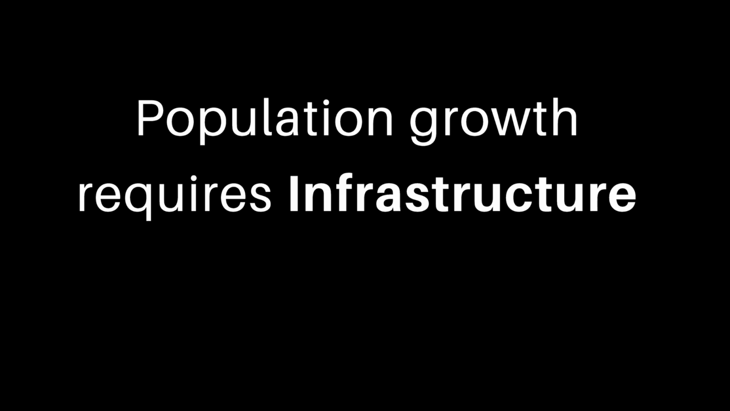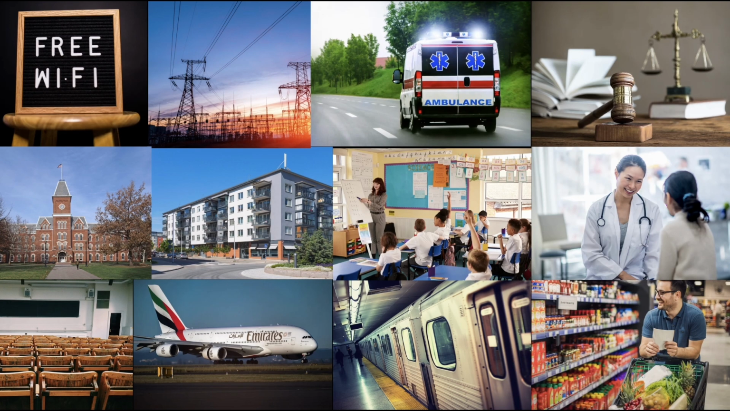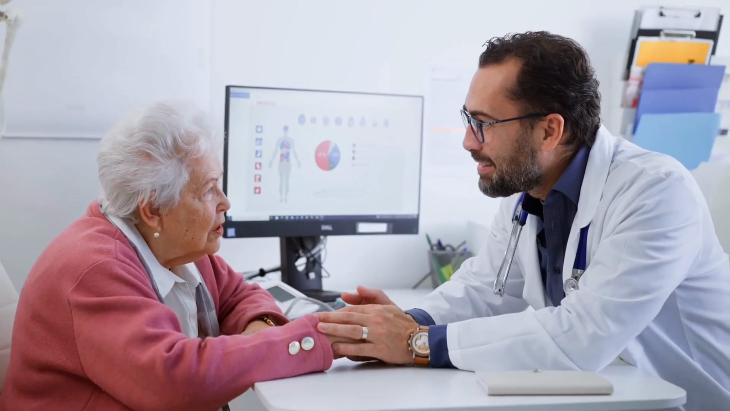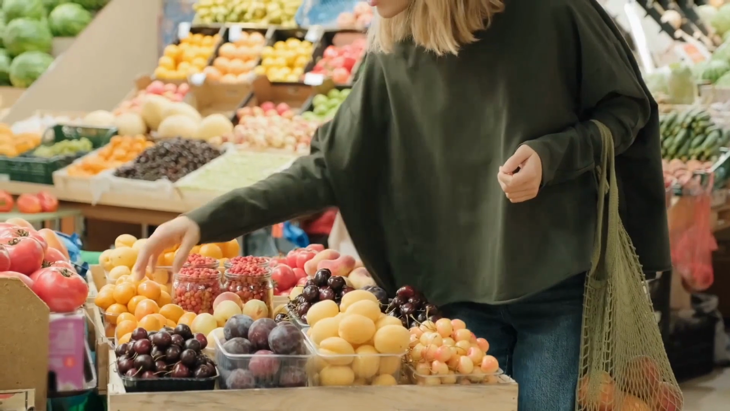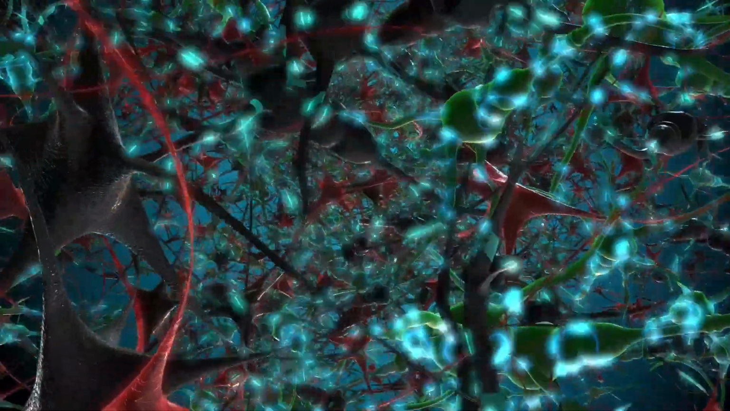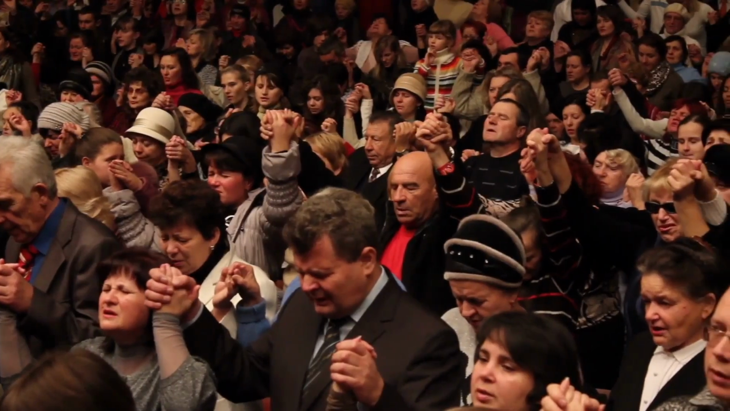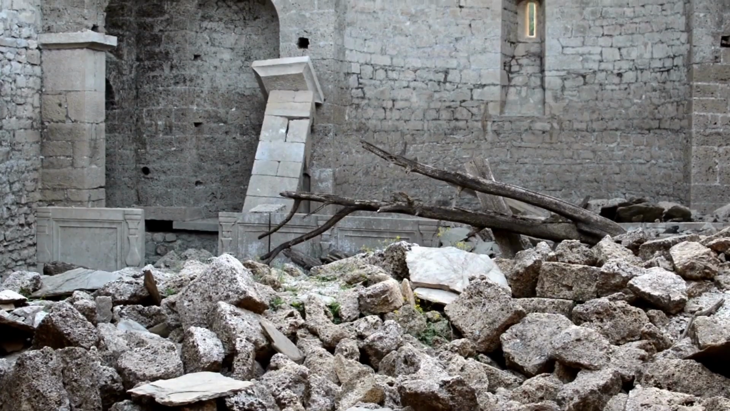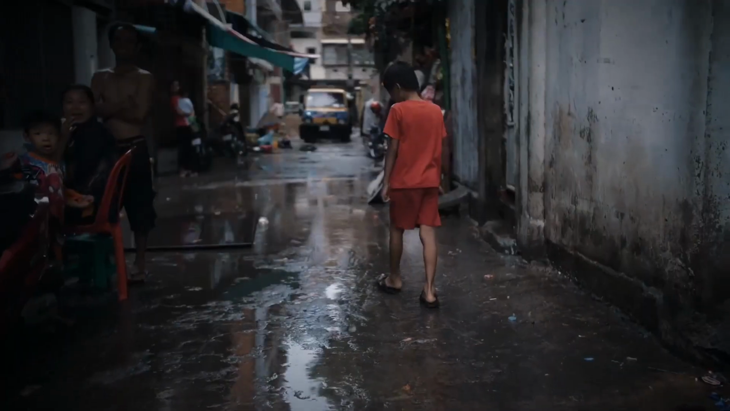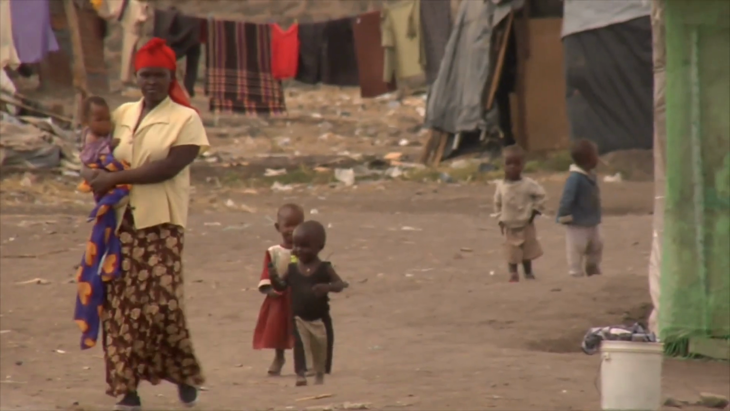Population growth requires infrastructure. When we talk about infrastructure, we're talking about schools, roads, housing, healthcare, transportation, food stores, and a justice system. Infrastructures are physical and organizational systems that support the functioning of a growing society. Without infrastructure, a growing population will produce less resources. Less available resources leads to poverty and crime.